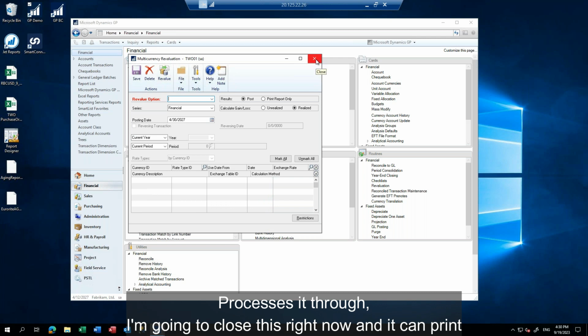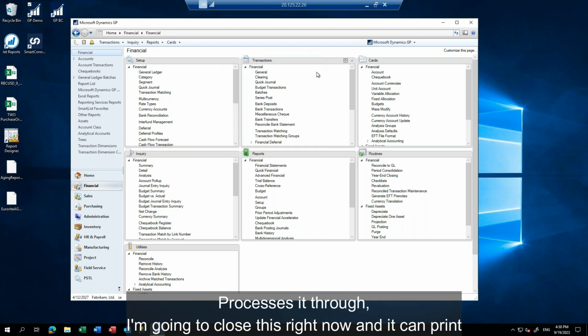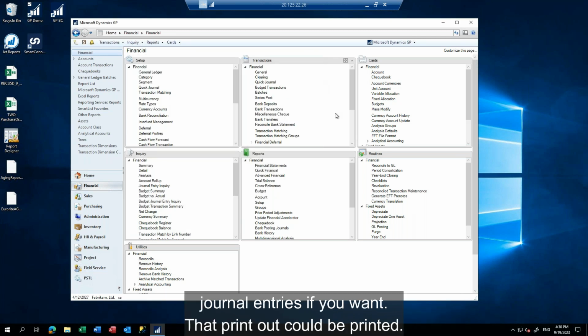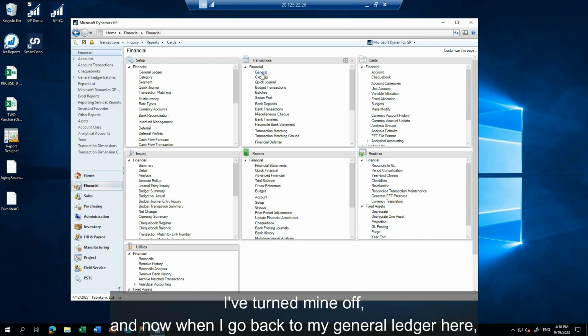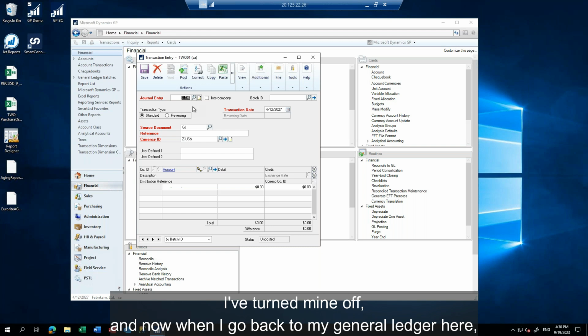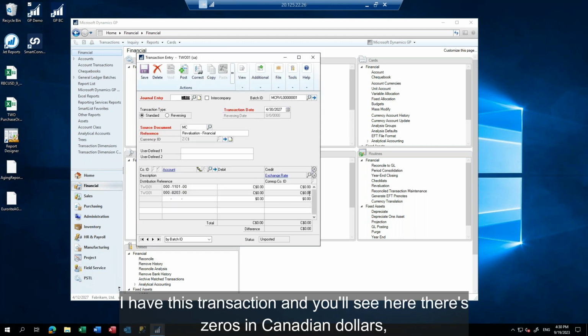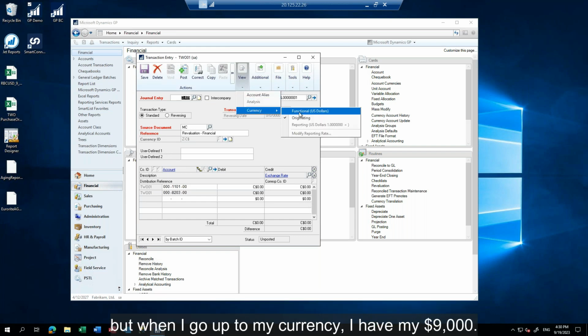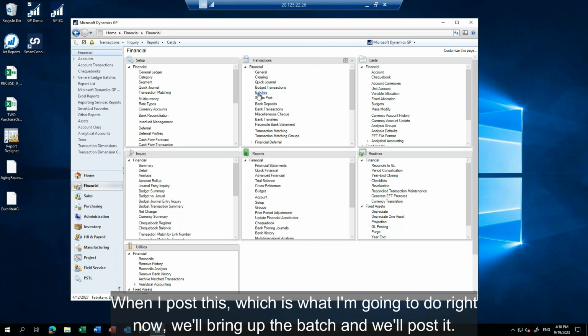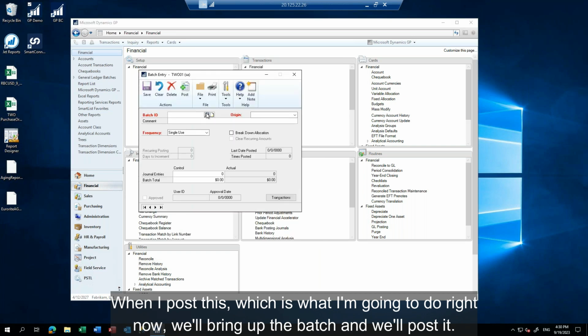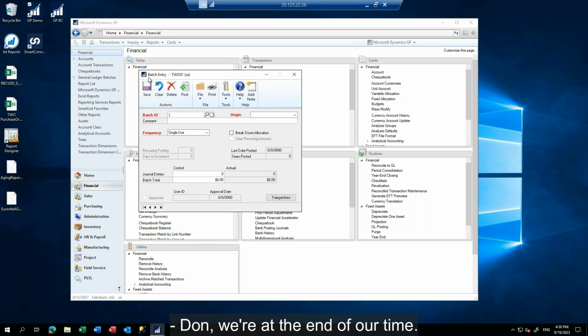It processes it through. I'm going to close this right now, and it can print journal entries if you want. That printout could be printed. I've turned mine off. And now when I go back to my general ledger here, I have this transaction. And you'll see here there's zeros in Canadian dollars. But when I go up to my currency, I have my $9,000. When I post this, which is what I'm going to do right now, we'll bring up the batch. And we'll post it.